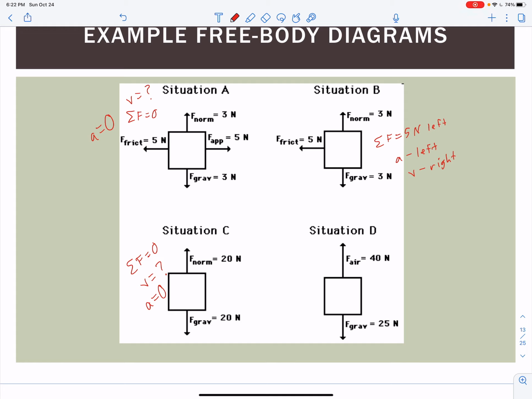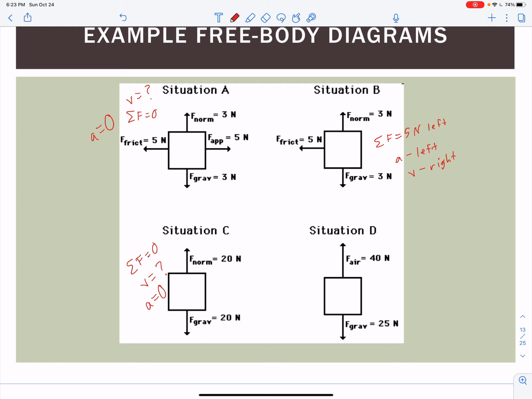Okay, in the very last situation, situation D, you have the air resistance. F air, the air resistance, is actually pushing up on you at a greater amount than gravity is pulling you down, right?